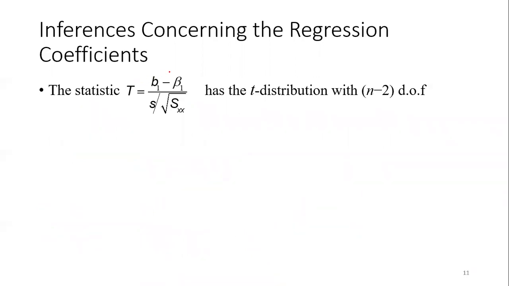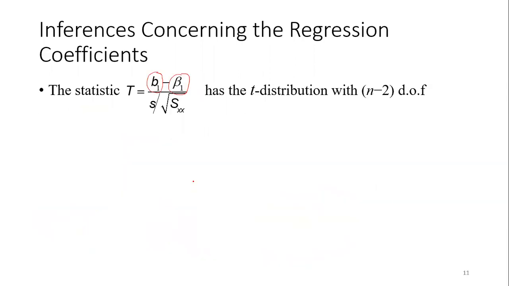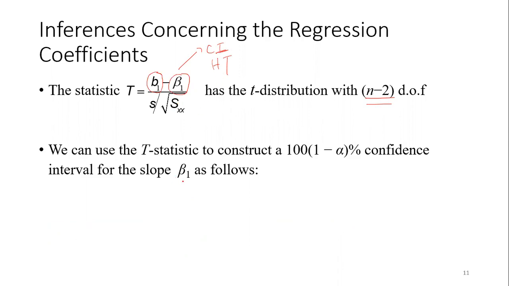So it turns out that, remember, this is B1. B1 minus its expected value, which is beta 1 (recall that B1 was an unbiased estimator of beta 1), divided by its standard deviation, which is just the square root of this, s divided by root Sxx, is a t-distribution with n minus 2 degrees of freedom. So that's great. We can use this in order to make confidence intervals and hypothesis tests.